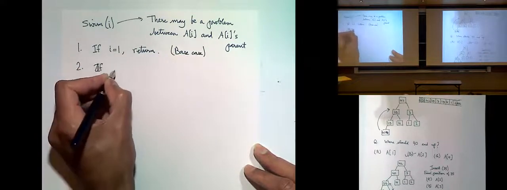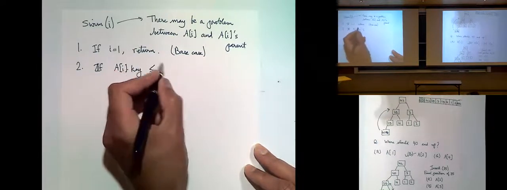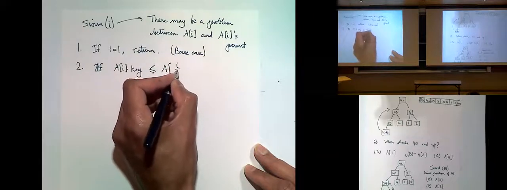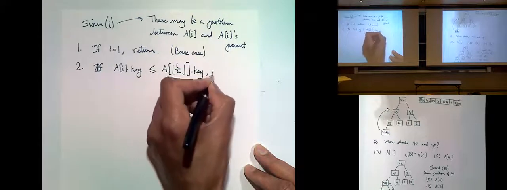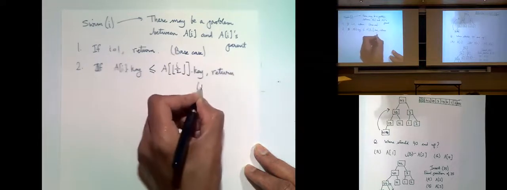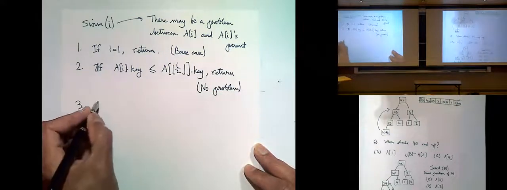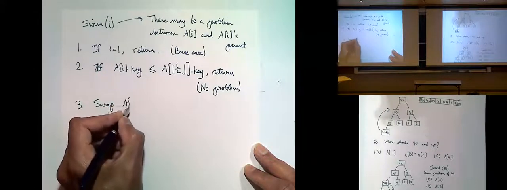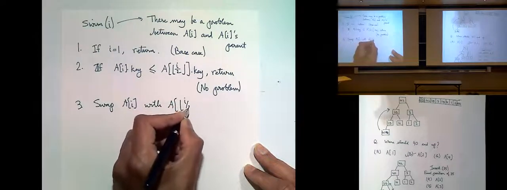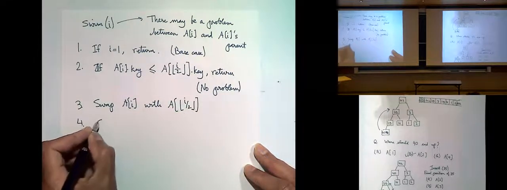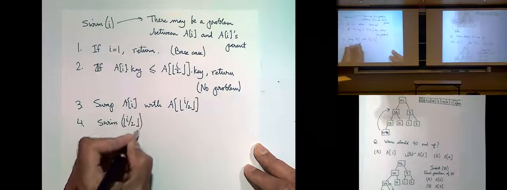If A[i].key is at most A of the floor of i over 2.key, return, because there is no problem. Otherwise, what you do is you swap A[i] with A of i over 2. So swap with the parent. And then you call swim on the floor of i over 2.